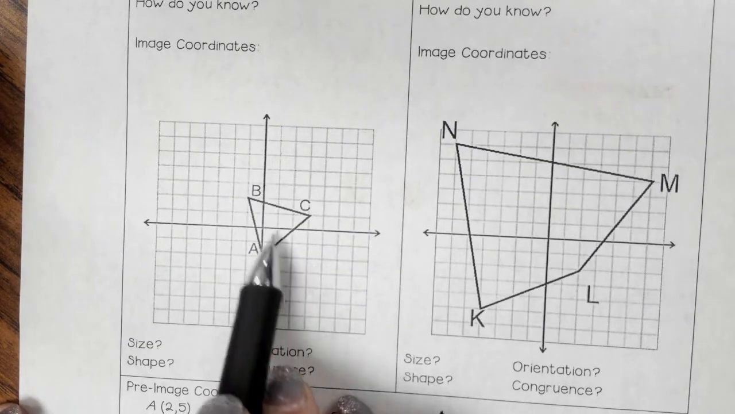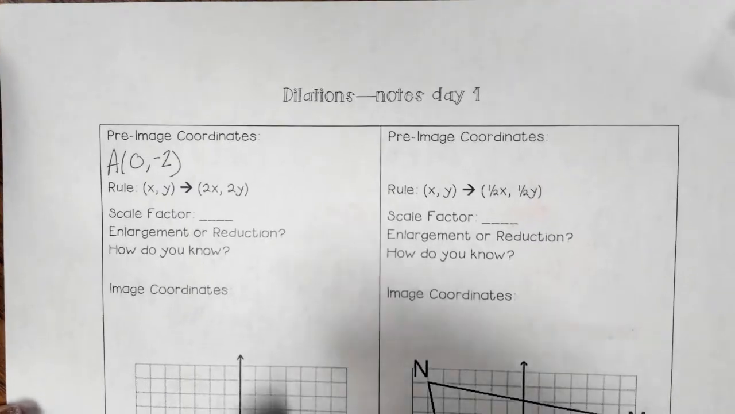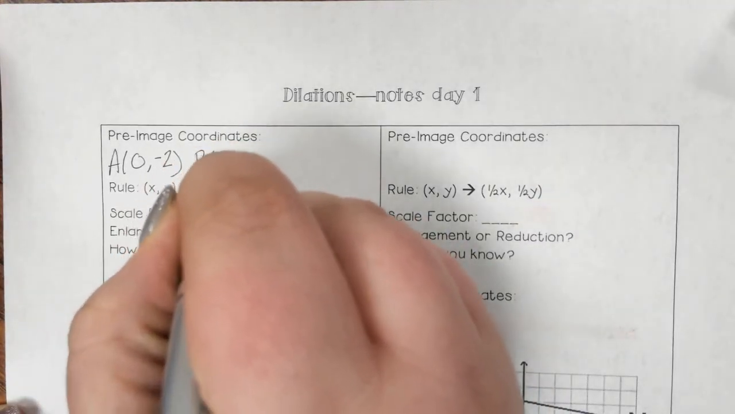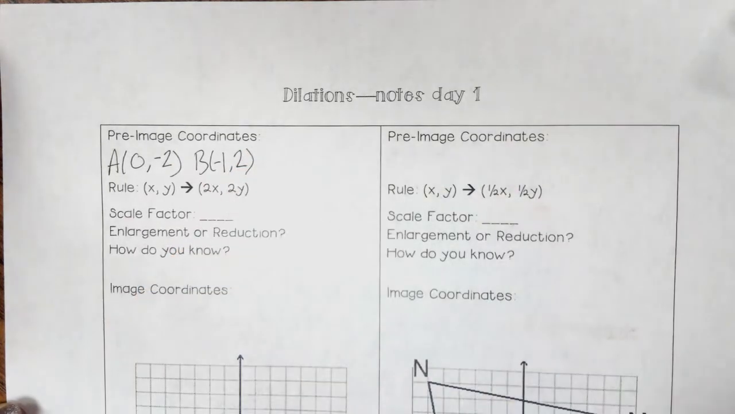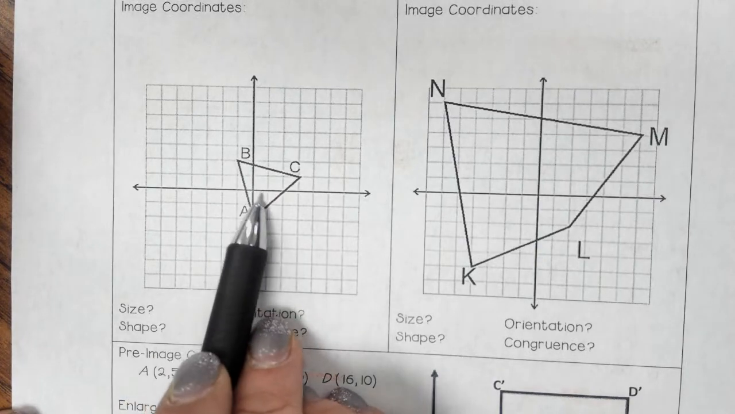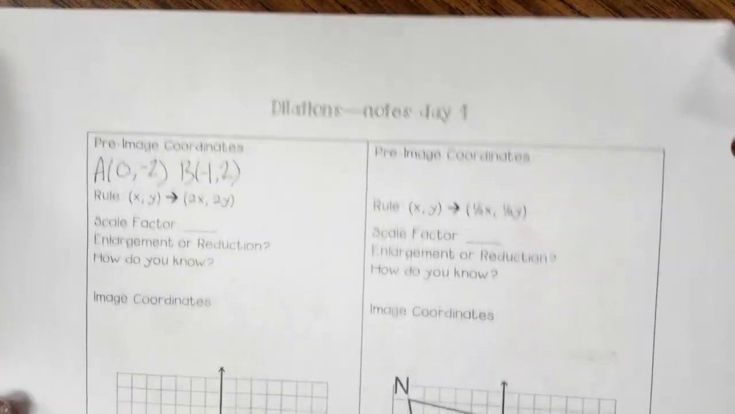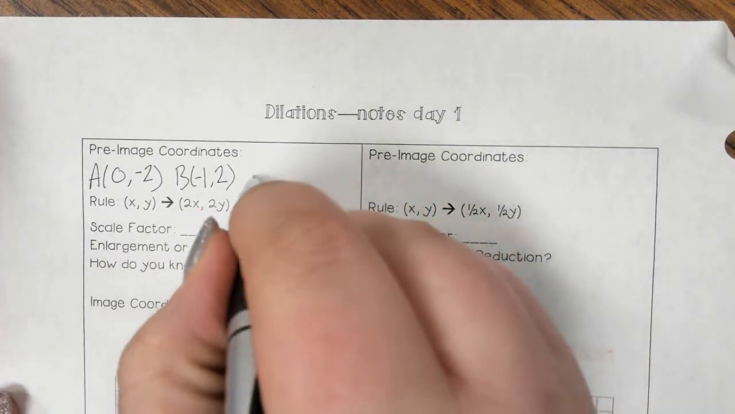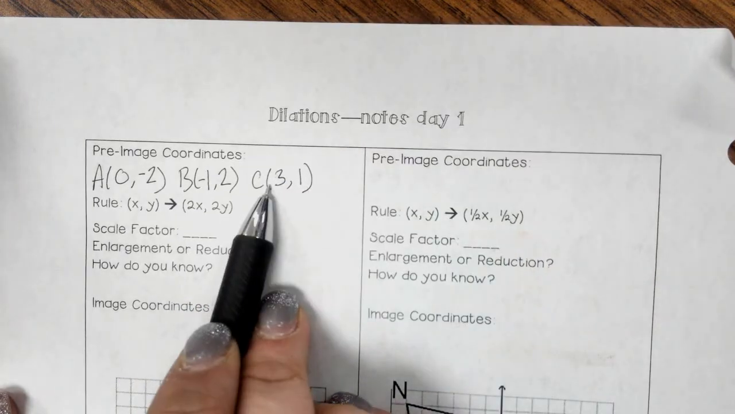B is left 1, up 2. Left is negative, so B is at -1, and up 2 is positive, so +2. C is to the right 1, 2, 3, and up 1. Right 3 and up 1 are both positive, so C is at (+3, +1). Side to side first, then up and down.